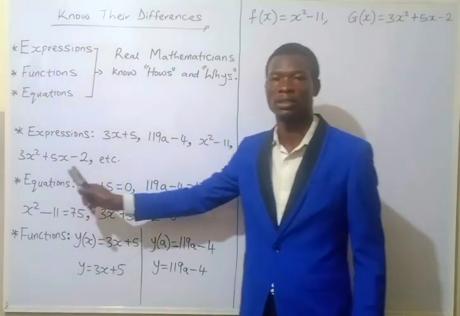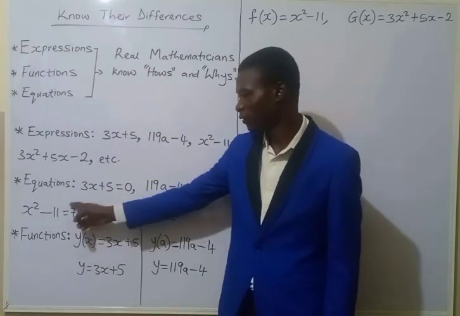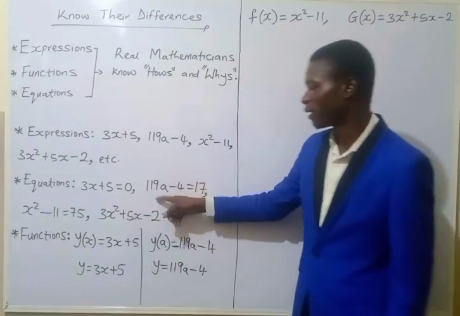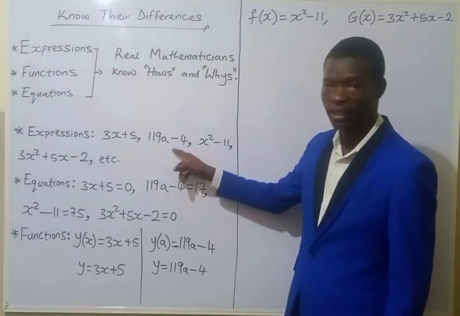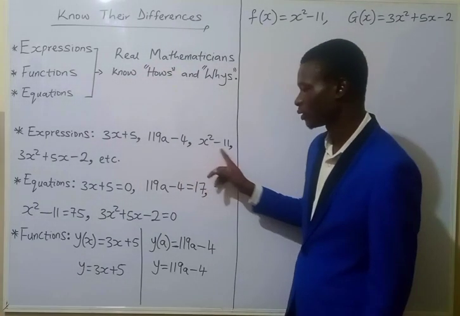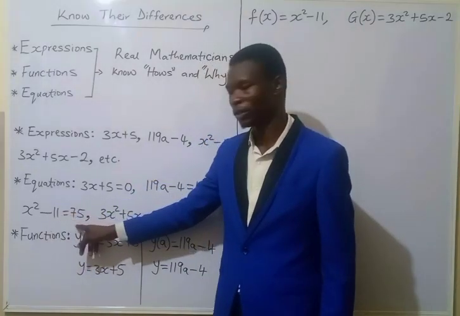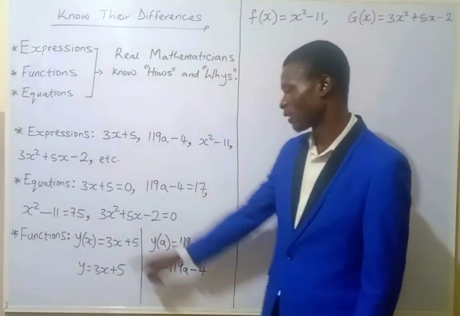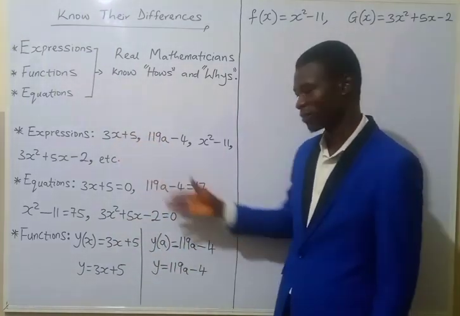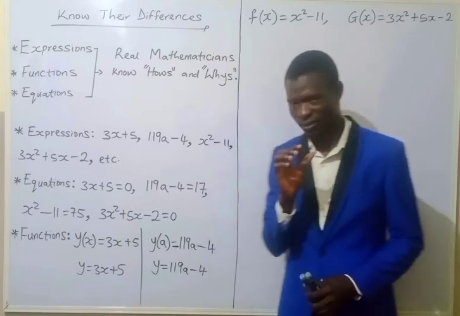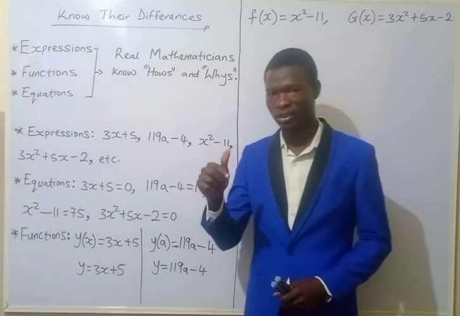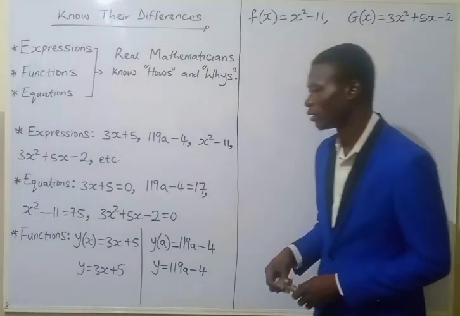trinomial expression. Now, moving on to equations, we have 3x plus 5. Same one. This time around it is being equated to a number, which is 0. 119a minus 4, same expression turned to an equation. Thirdly, we have x squared minus 11, same expression being turned to an equation now. And then here I'm having 3x squared plus 5x minus 2 equals 0, also an expression that has been turned to an equation. I can sense that with just these, you are beginning to see some differences between an expression and an equation.